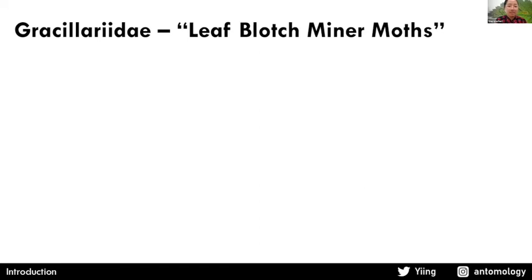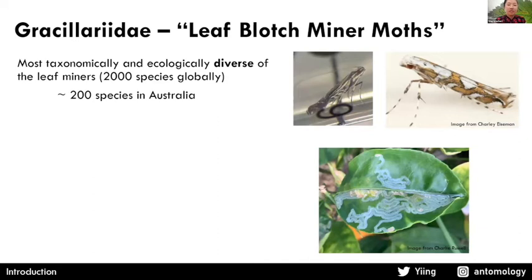I'm studying the Gracilariidae. They're also known as the leaf blotch minor moths. They're the most taxonomically and ecologically diverse of the leaf miners. There are about 2,000 species globally, but within Australia, we estimate there are about 200 described, with many more undescribed species, and that number will definitely change as my PhD goes on.